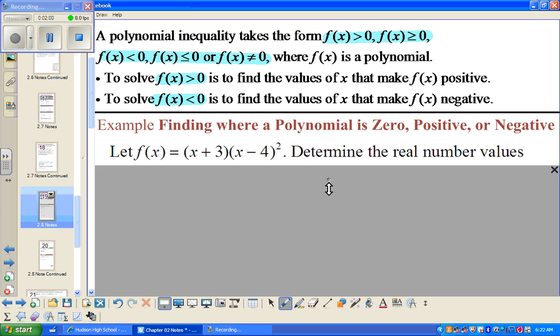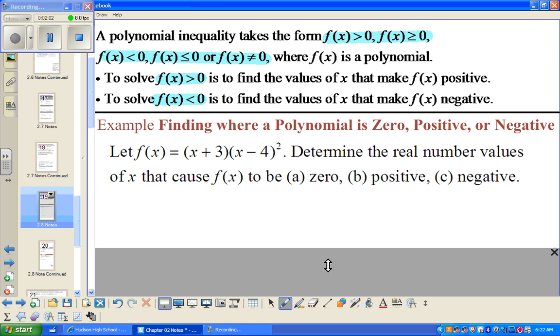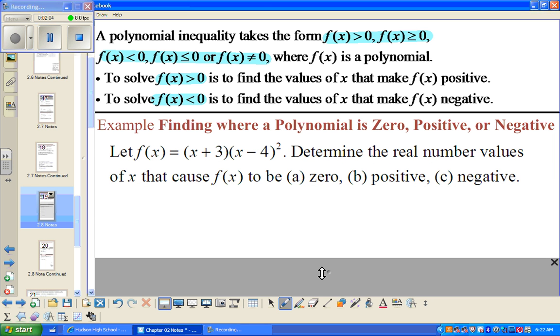So now, for our first example, we want to find where a polynomial is 0, positive, or negative. The polynomial function that we're talking about is f of x equals x plus 3 times x minus 4 squared. We want to determine the real number of values of x that cause f of x to be 0, positive, and negative. So kind of three problems within one.